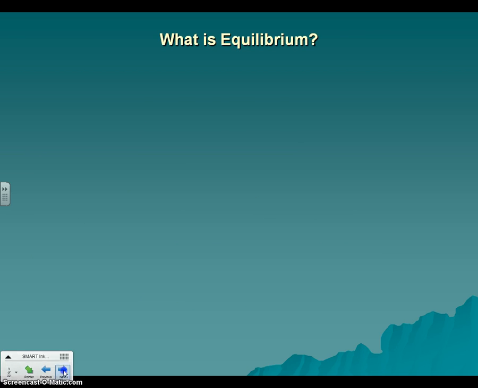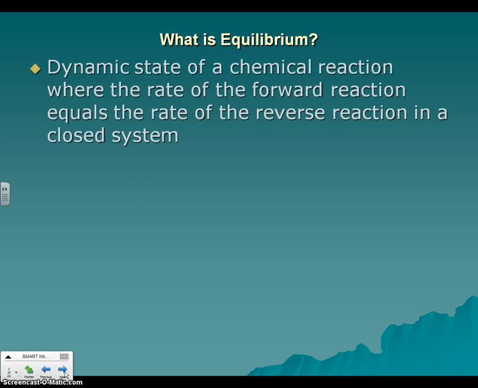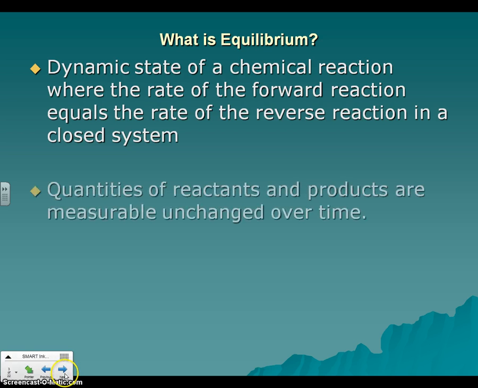So let's get started with our definition of chemical equilibrium. It is a dynamic state where the rate of the forward reaction equals the rate of the reverse reaction, and this takes place in a closed system. So there is no change in the macroscopic properties, meaning concentrations. When we're looking at concentrations of solutions, we'll be talking about molarities. When we're looking at concentrations of gases, we'll usually be looking at pressures. So we'll see both of those things.